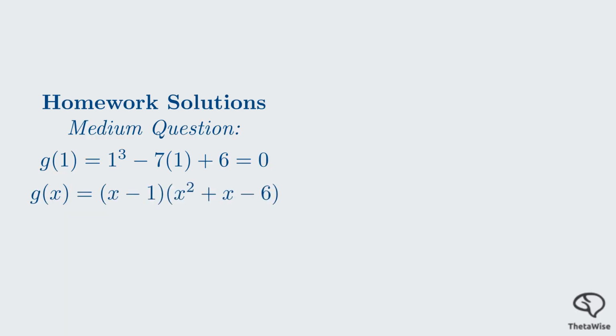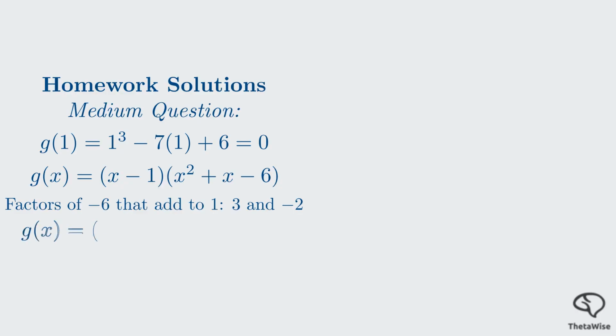Dividing x cubed minus 7x plus 6 by x minus 1 gives us the quadratic x squared plus x minus 6. We then factorize the quadratic to find two numbers that multiply to negative 6 and add to 1. Those are 3 and negative 2. The fully factorized form is x minus 1 times x plus 3 times x minus 2.